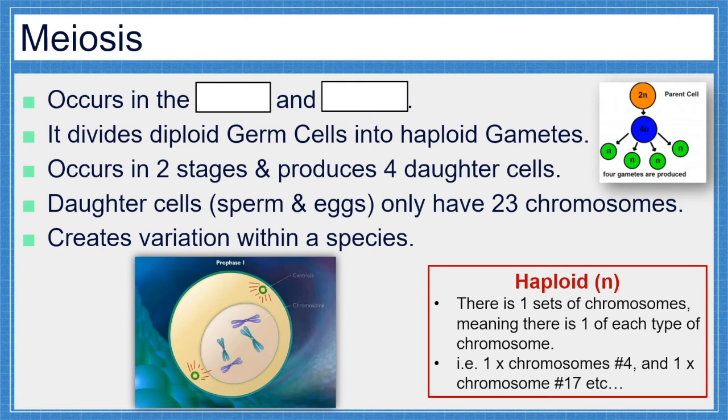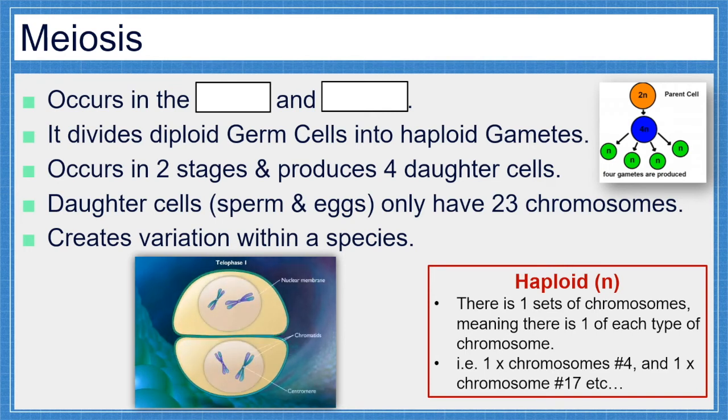Okay, so we've talked about mitosis, which is where we are taking a somatic cell and we're basically making two brand new copies of that somatic cell from it. So somatic cells always give rise to two new identical somatic cells through mitosis.